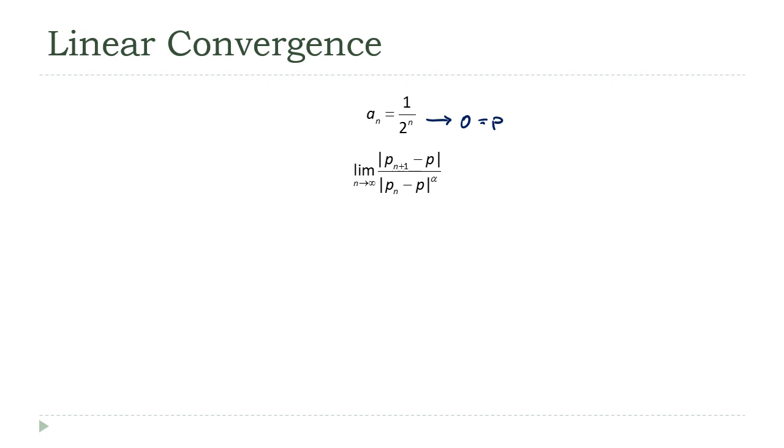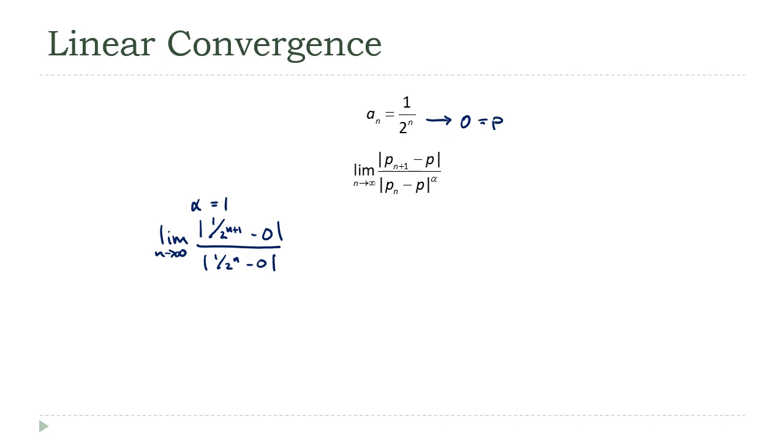Right, so now let's go to our order of convergence definition here, and let's start by looking at the case where alpha equals 1. In that situation, the limit becomes the limit as n approaches infinity of the absolute value of p sub n plus 1, which is 1 over 2 to the n plus 1, minus p, which is 0, over the absolute value of 1 over 2 to the n minus 0.